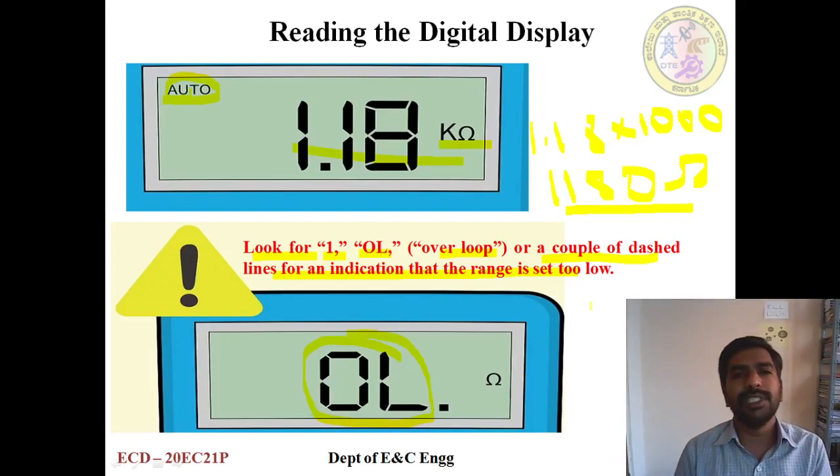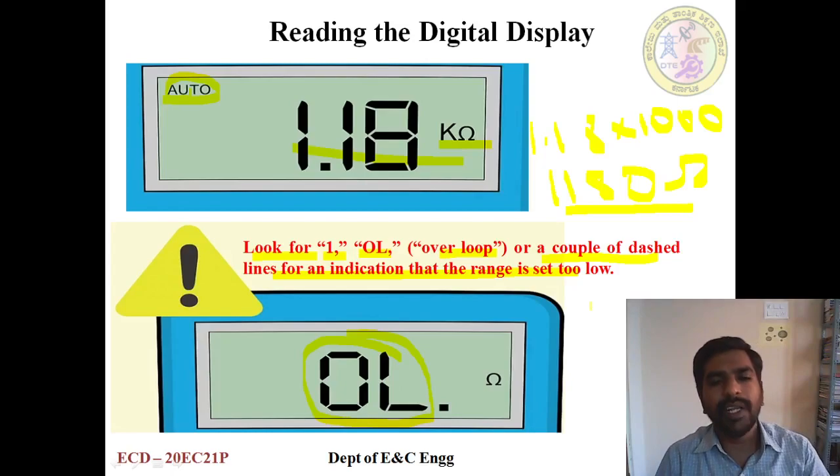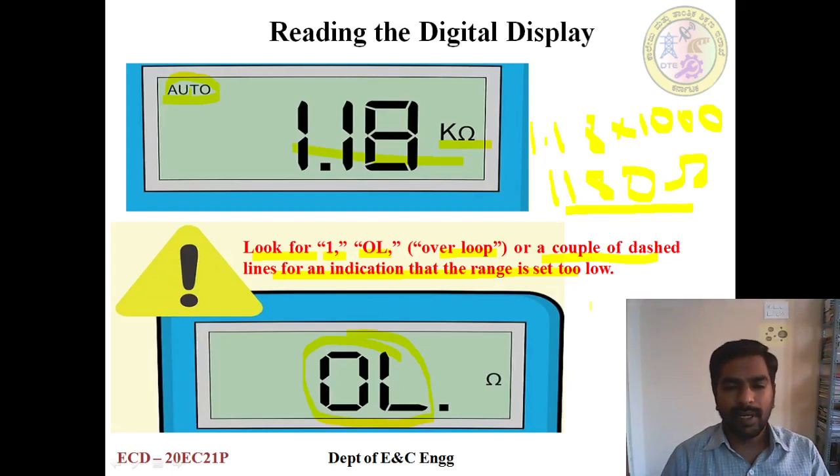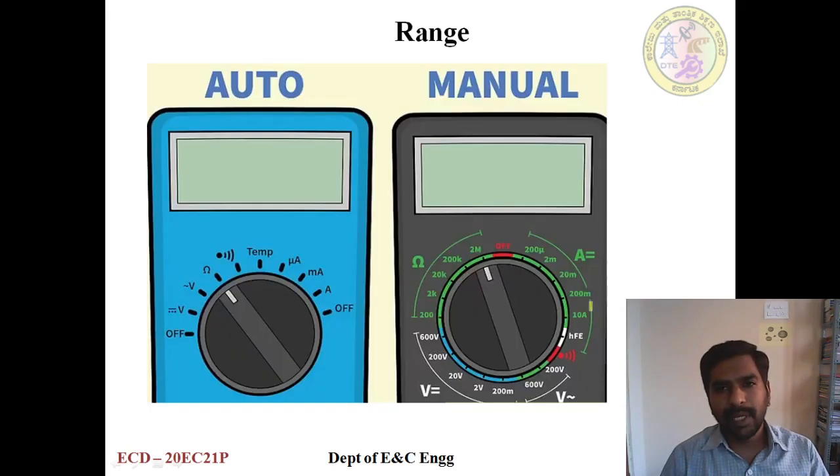That is the representation of a digital meter reading, and this is a warning indication. We should be alert when we get this kind of reading on our digital meter. And there are two options for range selection.